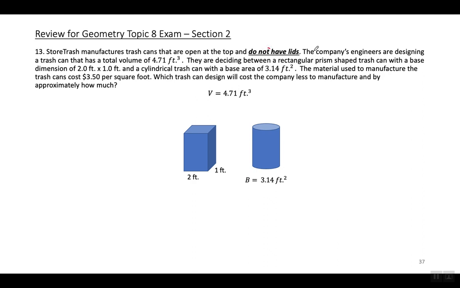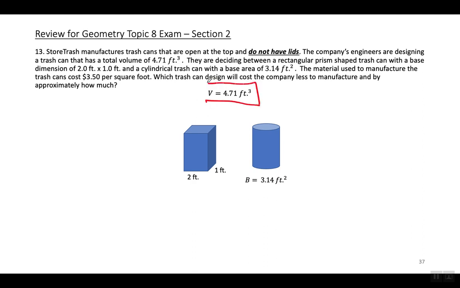The reason it's important is because, not at the beginning, but towards the end of the problem, we're going to have to find the surface area of these trash cans, and if they don't have lids, that means we're not finding the surface area for the top. We're leaving out the top base in both of them. Anyways, the company's engineers are designing a trash can that has a total volume of 4.71 cubic feet.